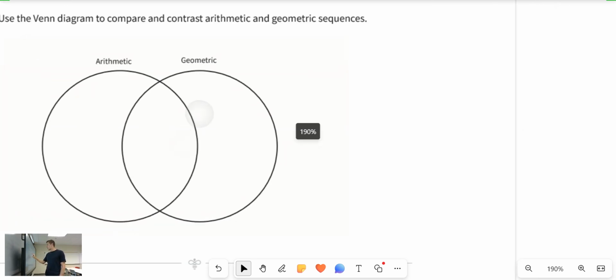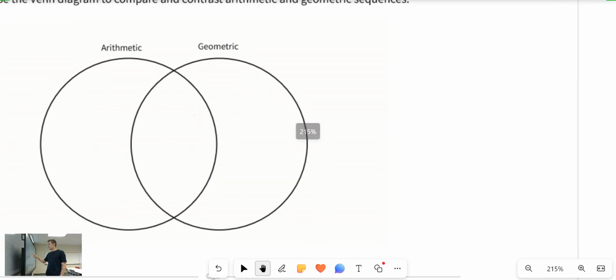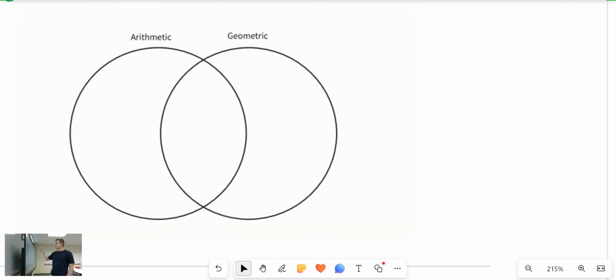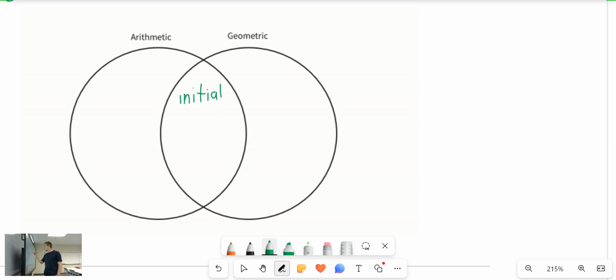So the first thing, right, Venn diagrams, the portion in the middle is what they have in common. So, think about what they have in common. I would say that they both have some sort of initial value. So, we'll write that. They both have initial values. And they also both can be represented in a bunch of different ways.